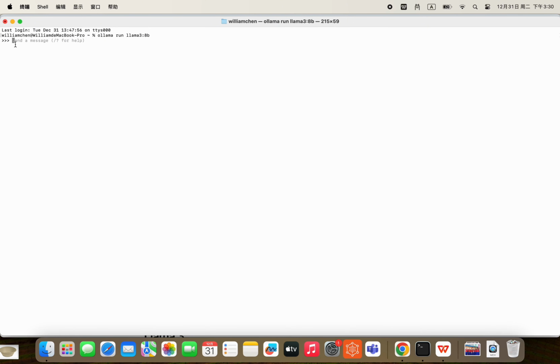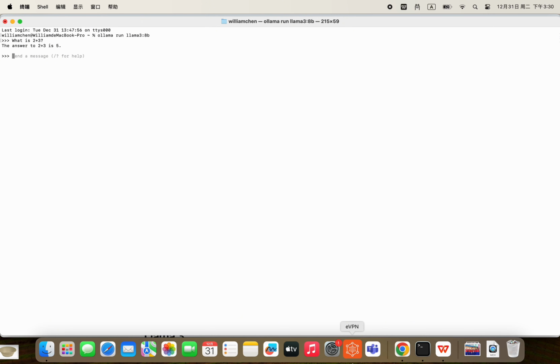Now after the download, you will see that it's ready and it will have a message here that asks you to send a message. So let's just test it. What is 2 plus 3? Let's ask Llama 3. You can see that it's currently loading and it will give you the answer. The answer to 2 plus 3 is 5. This shows us that the AI model works. However, we need to do more than just that.